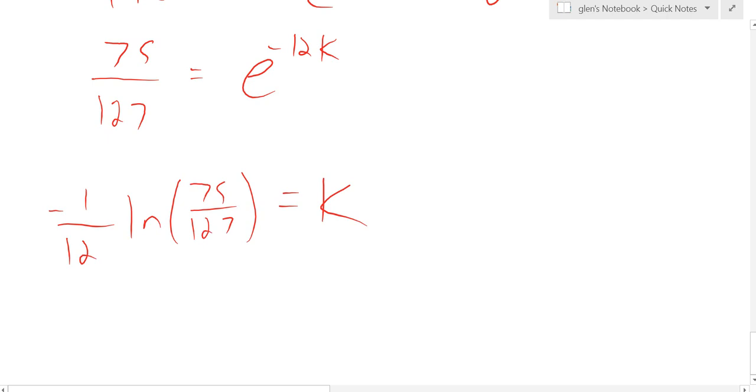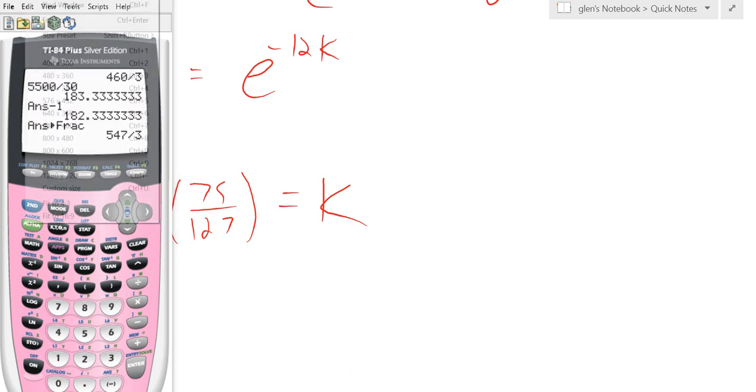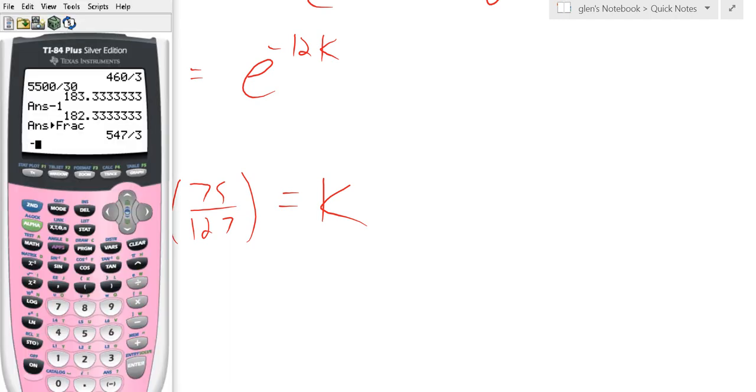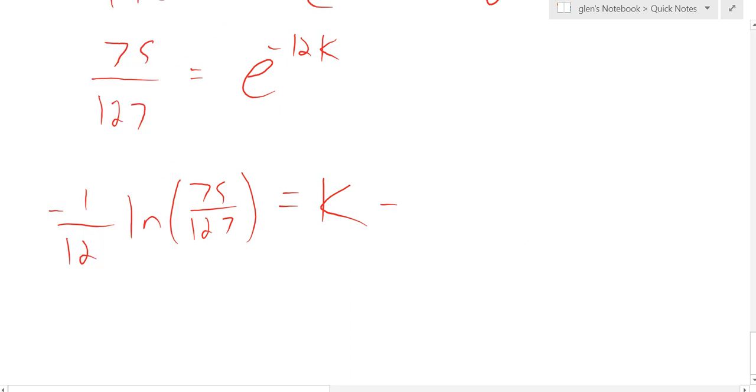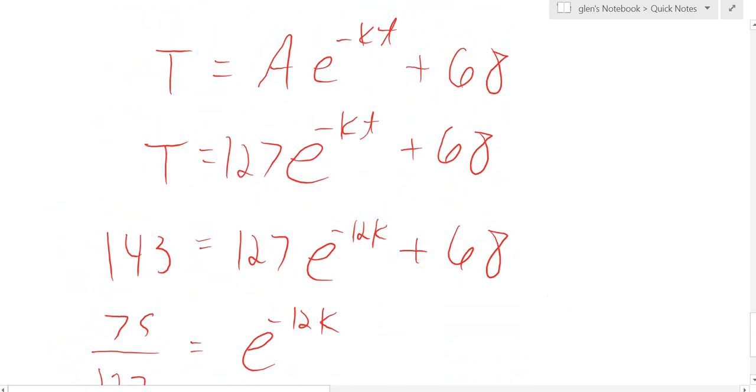And since we're blessed with the calculator on this event, we're actually going to find the approximate answer. Negative 1 divided by 12 times a natural log of 75 over 127? Kaboom. Sound good? 0.0439, we'll say. 0.0439. Boom. Yep. So, all that means is when we come all the way back up here, this is negative 0.0439t.